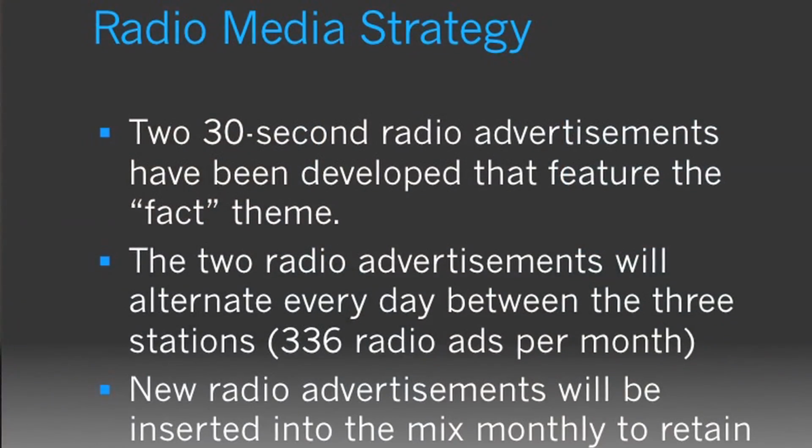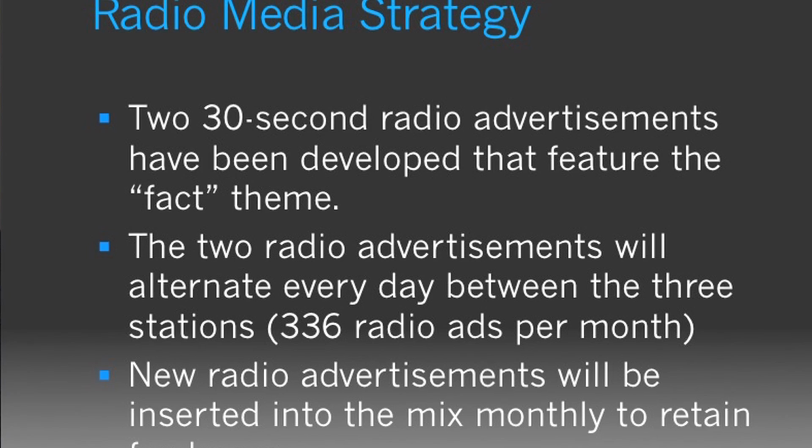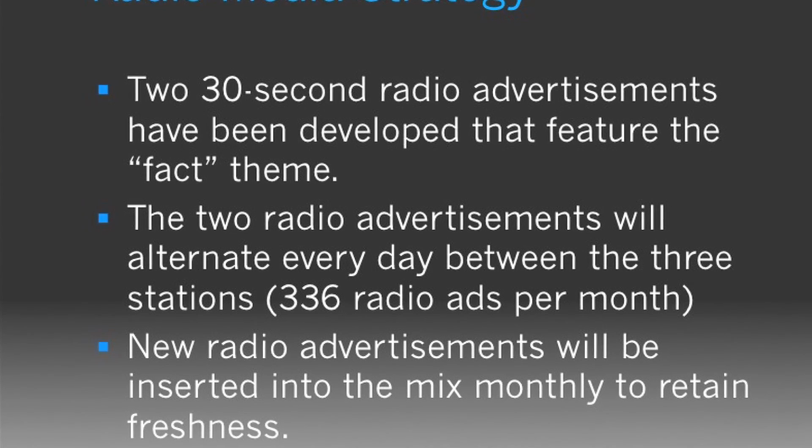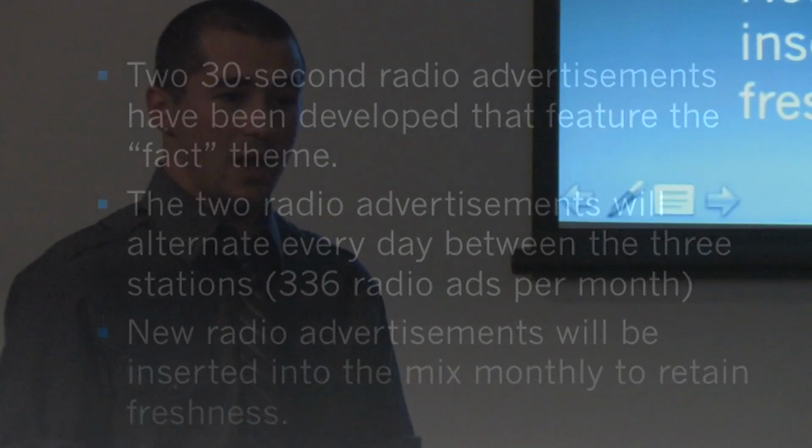Now, to retain campaign continuity, we developed 2 30-second radio ads that feature our fact theme. And these ads will rotate between all 3 stations. We will have 2 that air in the morning and 2 at night, every day, every week of our campaign, for a total of 336 radio ads per month. And then we will reintroduce new radio ads monthly into the mix, again to retain freshness and to keep things from getting repetitive.